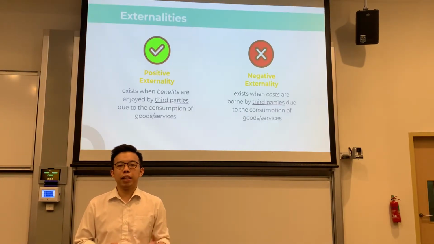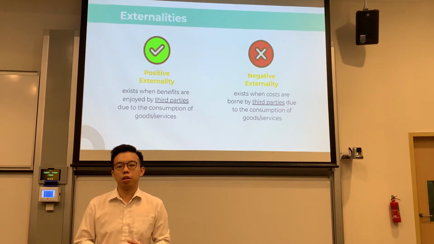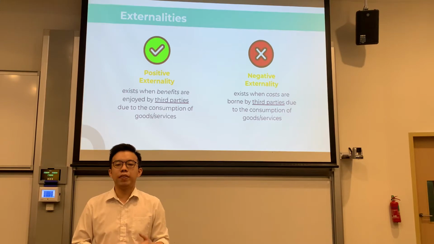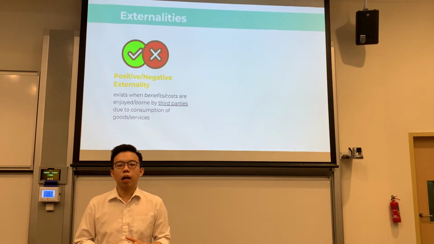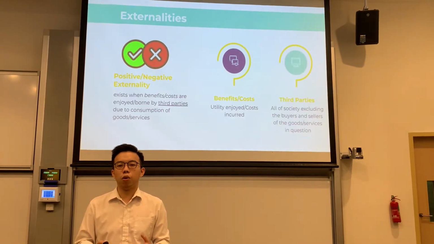A positive externality exists when benefits are enjoyed by third parties due to the consumption of goods or services. A negative externality exists when costs are borne by third parties due to the consumption of goods or services. Allow us to quickly break down what this definition means. Benefits are utility enjoyed, while costs are costs incurred, while third parties represent society as a whole, excluding the buyers and sellers of the goods and service in question.